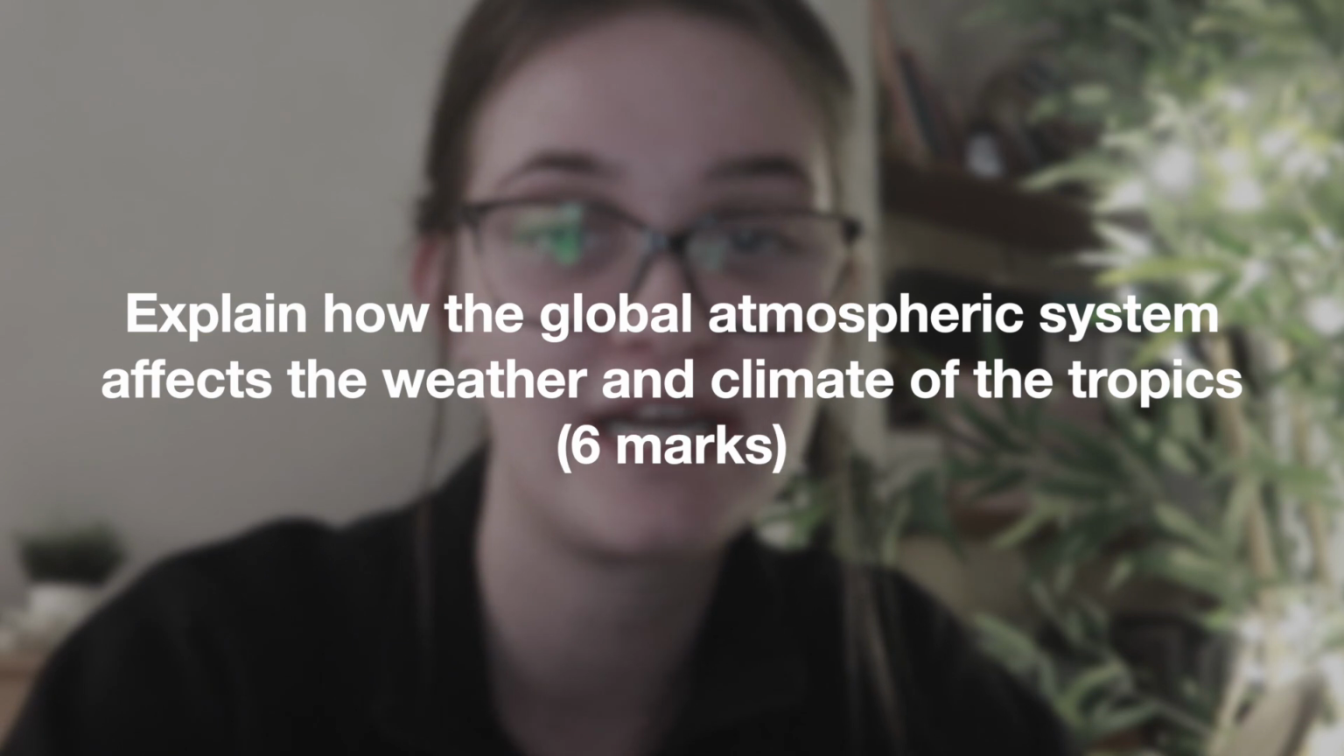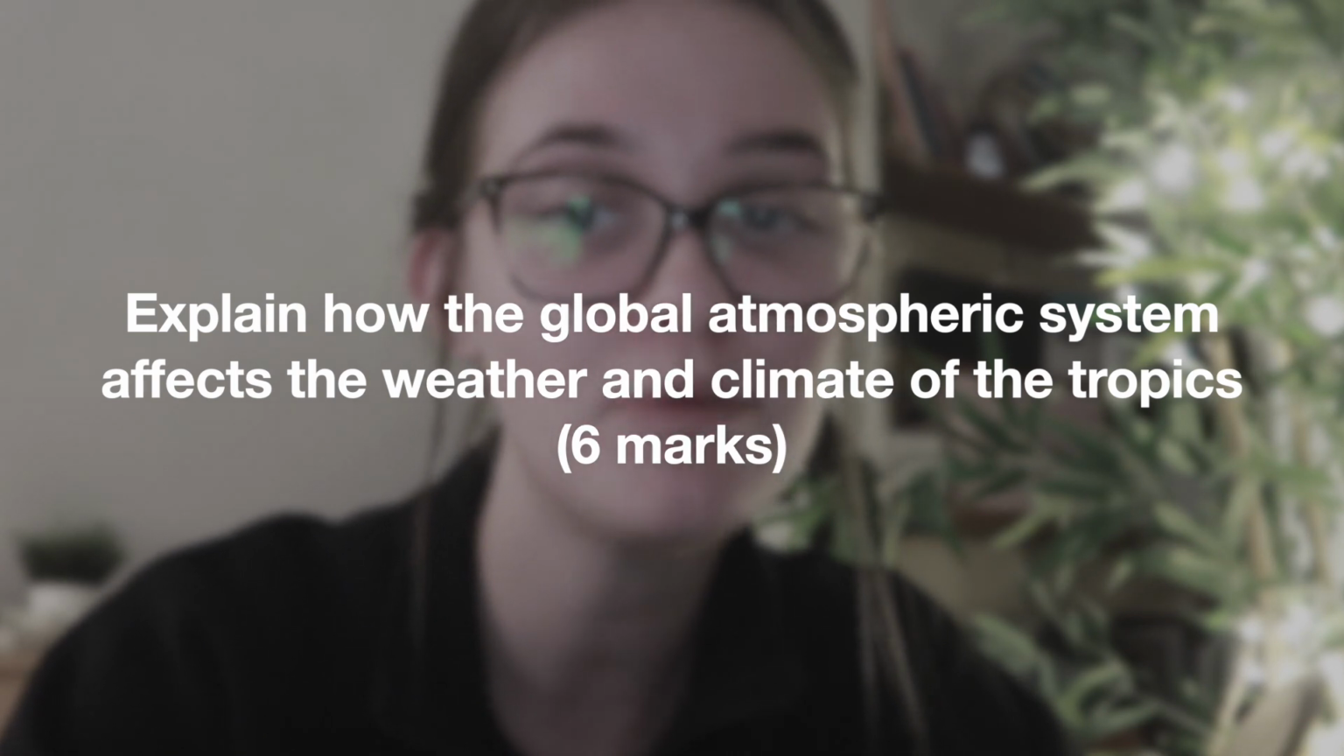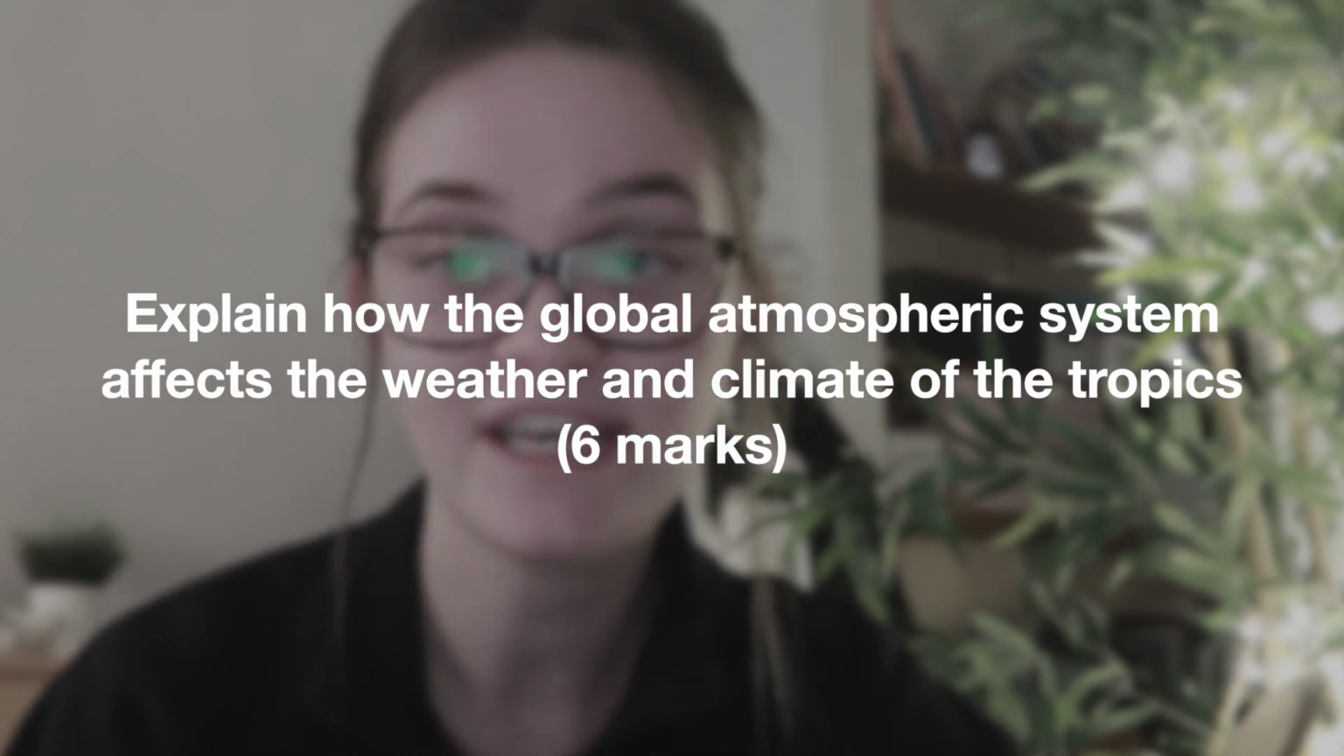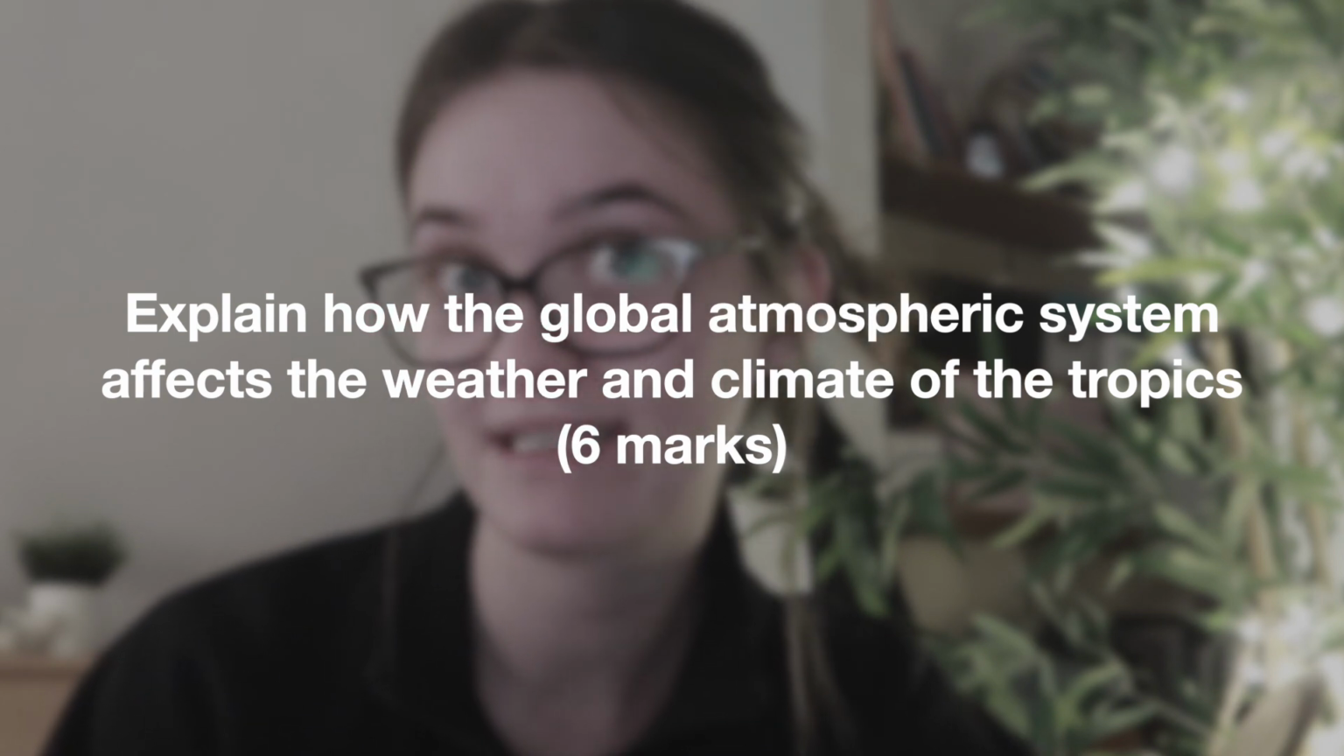So the question we're going to be looking at today is: explain how the global atmospheric system affects the weather and climate of the tropics. Hot air is rising at the equator, isn't it? There's a lot of rainfall, there's a lot of clouds, very humid conditions, so that is caused by the Hadley cells meeting at the equator.